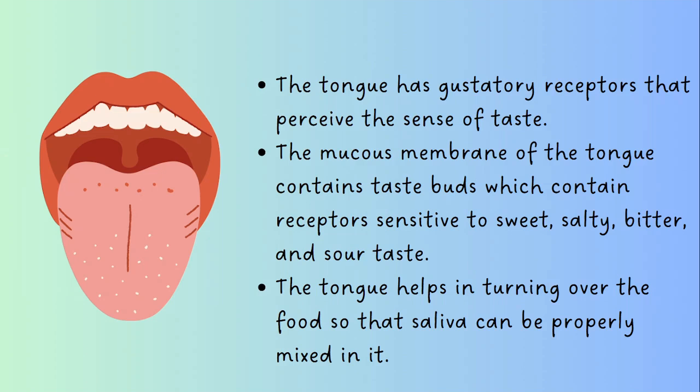Next we have the tongue. The tongue has gustatory receptors that receive the sense of taste. Various parts of the tongue sense various tastes because they contain taste buds. They receive tastes like sweet, salty, bitter, and sour. The tongue also helps in turning over the food so that saliva can properly mix in it.